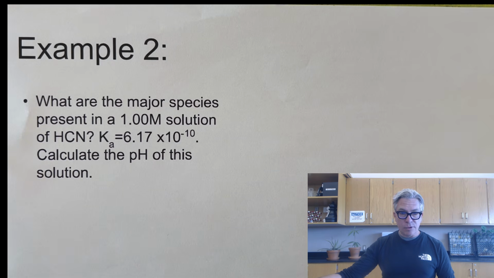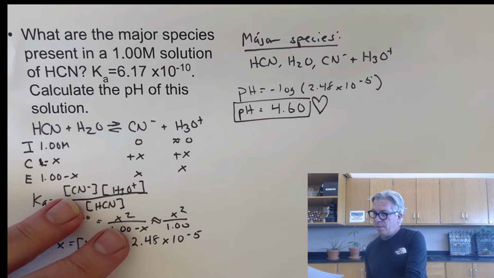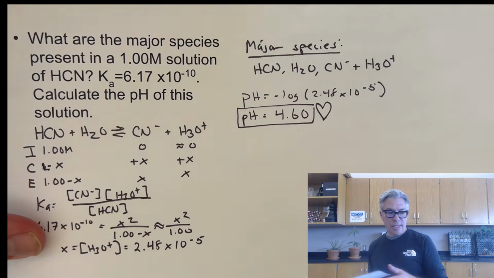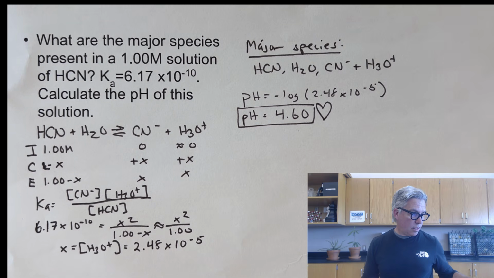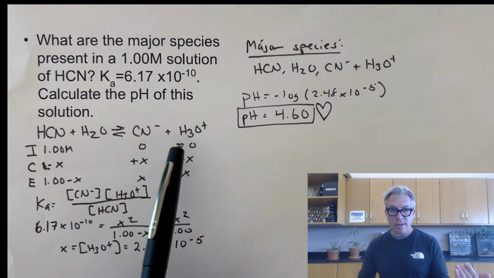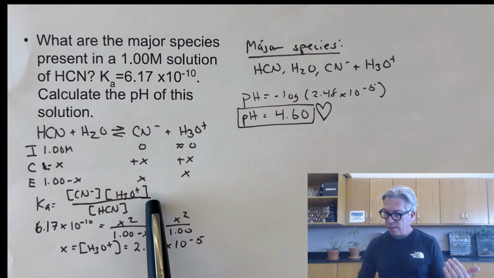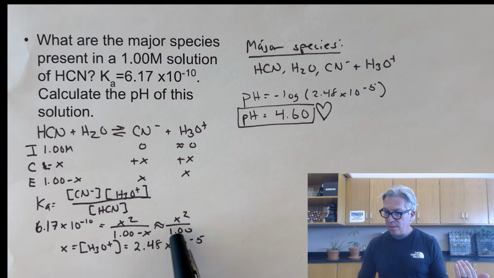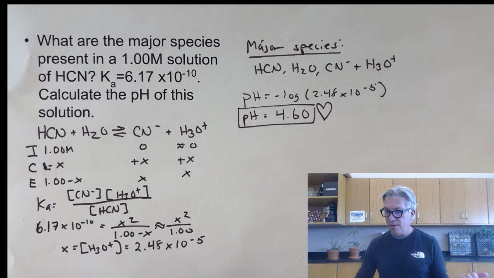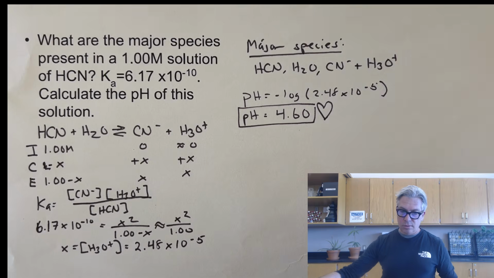And if you did that and you're back, I got a pH of 4.6 because it's a slightly weaker acid than the acetic acid. Same idea, same reaction, except the cyanide instead of acetate. Same ice table type thing. The Ka expression set equal to the x terms. X was 2.48 times 10 to the minus 5th, and the negative log of that is 4.6. So good job if you were able to do that one.